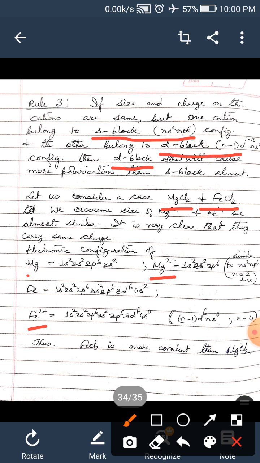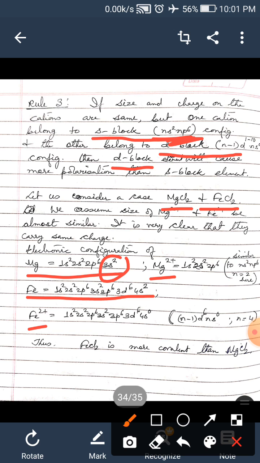Now what is the electronic configuration of magnesium? It's 1s2, 2s2, 2p6, 3s2. So to acquire the nearest noble gas configuration, it will lose the 3s2 electrons and it will have the electronic configuration 1s2, 2s2, 2p6, which is typical of a noble gas. So you can see S block elements, when they form an ion, have this configuration ns2 np6. And here you can see very clearly, if I assume n to be 2, we have 2s2, 2p6, that is the ns2 np6 configuration.